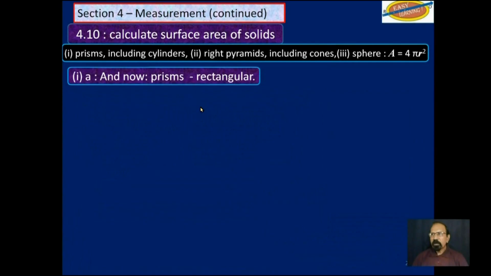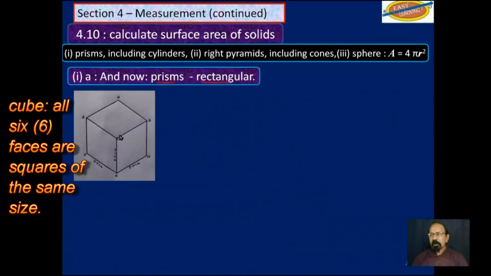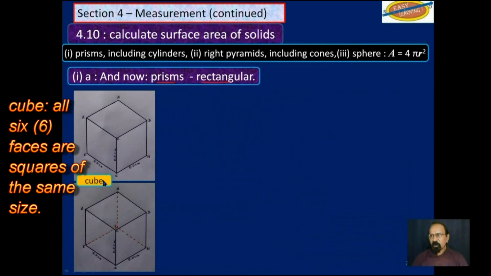And now we turn to prisms. First, we will look at rectangular prisms. Those are like boxes and so on. Firstly, we will look at a cube. This is the transparent version. So that is a cube.